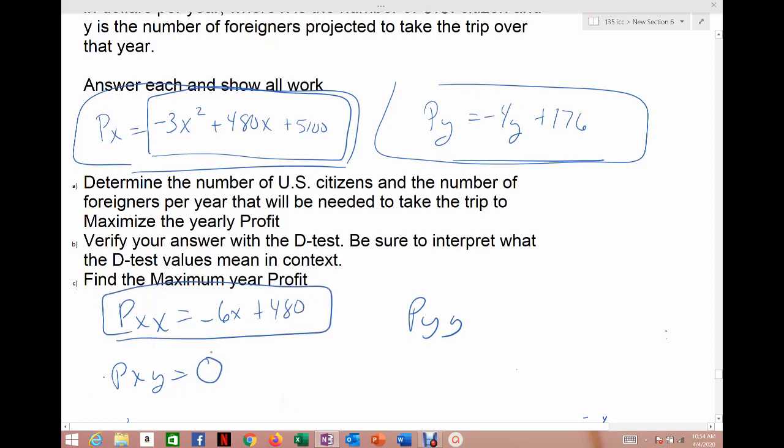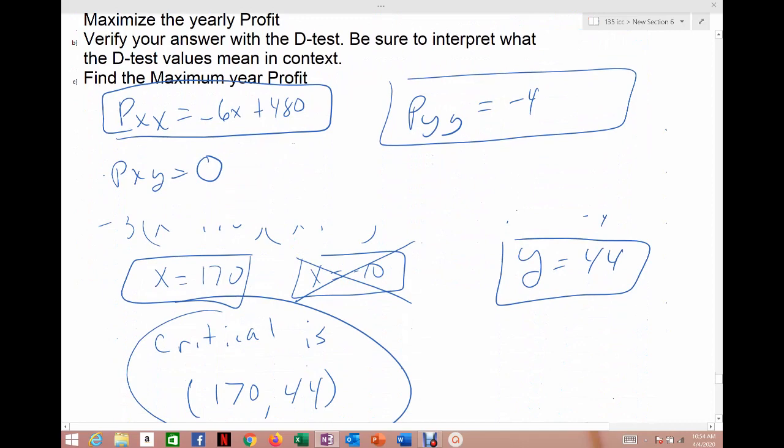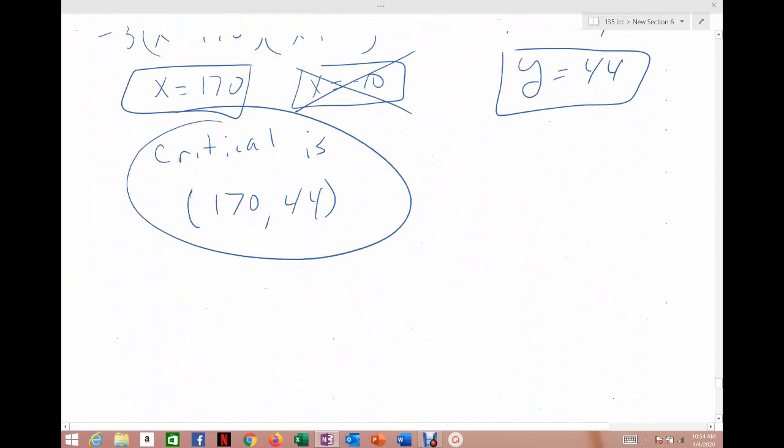The mixed derivative is 0 because there aren't any mixed variables, right? So the mixed derivative zeroes out. Second derivative with respect to y, well, that's just negative 4. All right, so I have negative 4 times that function that I've got to plug into my D equation. So negative 6x plus 480 times a negative 4 and then 0 squared.